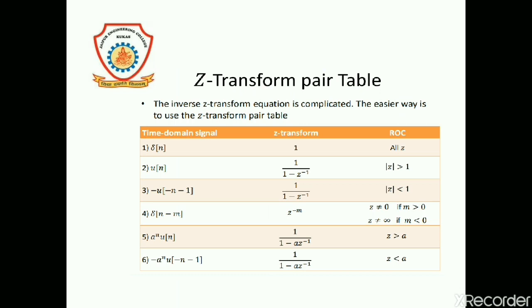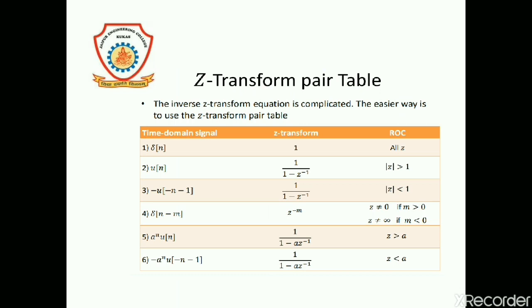If the input signal is minus u[minus n minus 1], then the Z transform for that signal will be 1 upon 1 minus Z inverse, and the ROC will be inside the unit circle, meaning mod of Z will be less than 1. If the input signal is delta[n minus m], meaning the input signal is delayed by m, then the Z transform will be Z to the power minus m, with Z not equal to 0 if m is greater than 0, and Z not equal to infinity if m is less than 0.